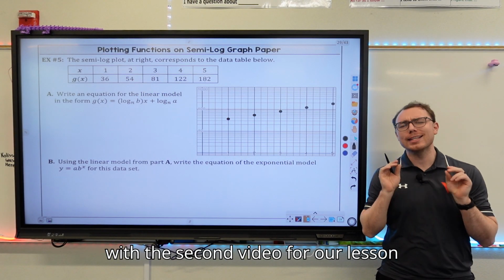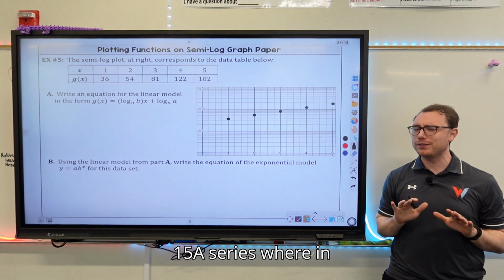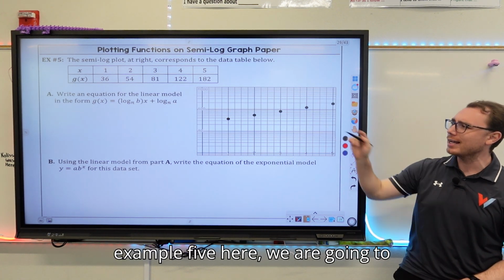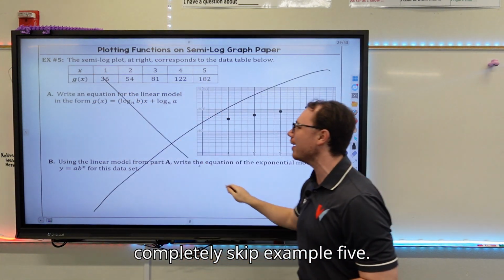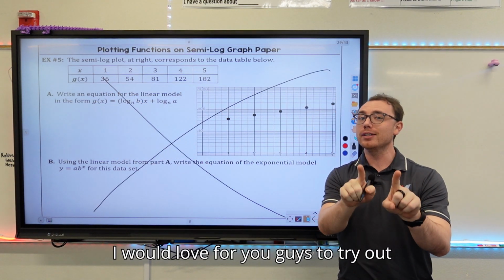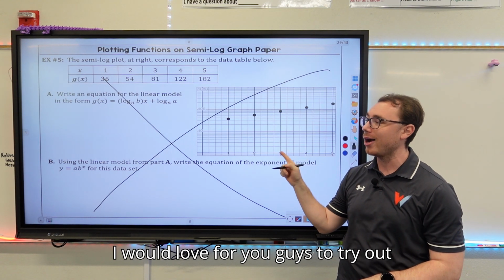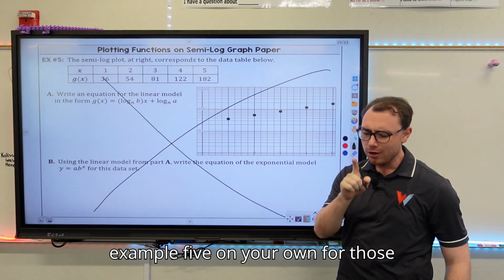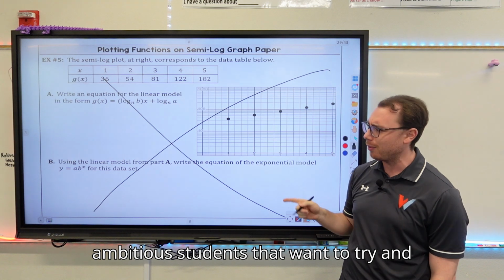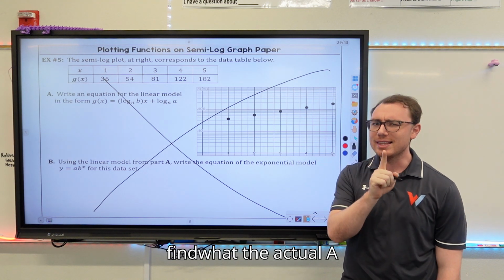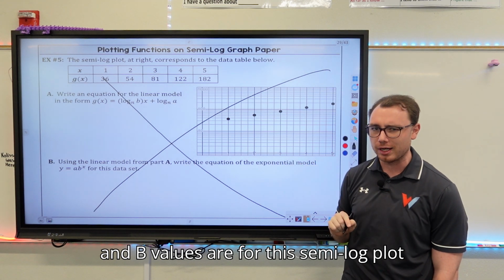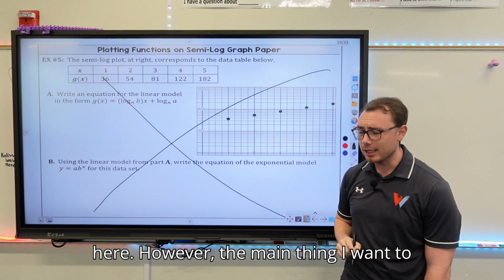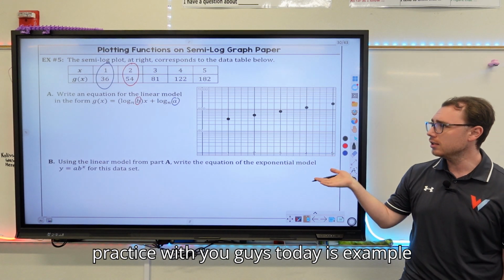Mr. Geyser here with the second video for our Lesson 15A series, where in example 5 here, we are going to completely skip example 5. I would love for you guys to try out example 5 on your own, for those ambitious students that want to try and find what the actual A and B values are for this semi-log plot here.